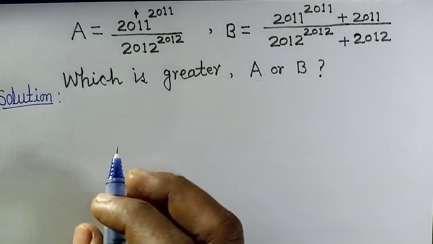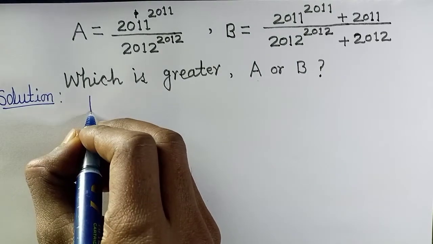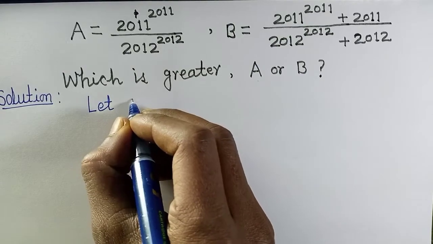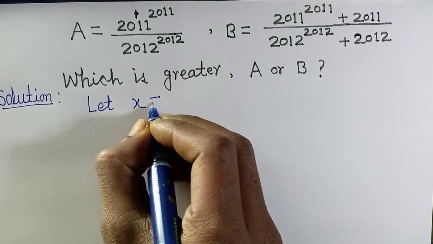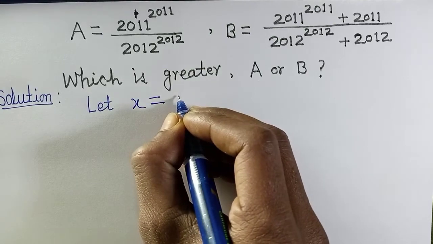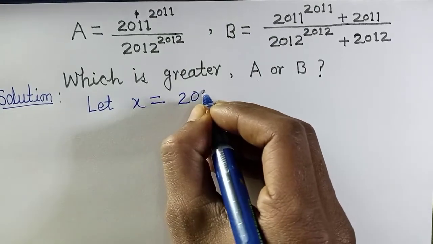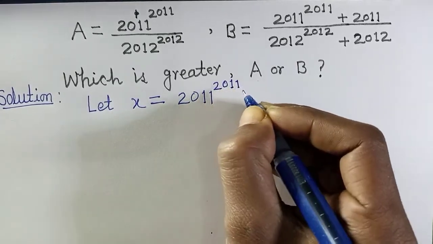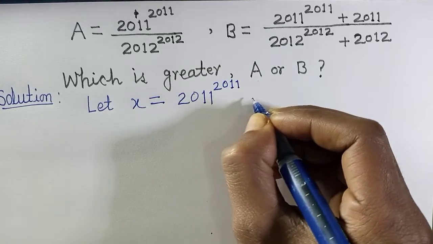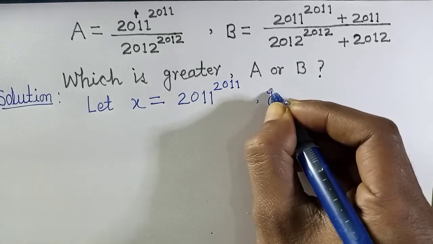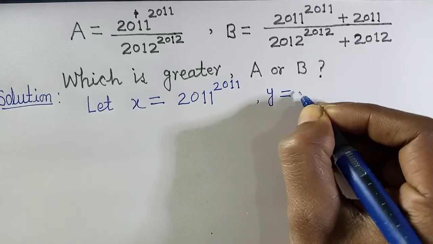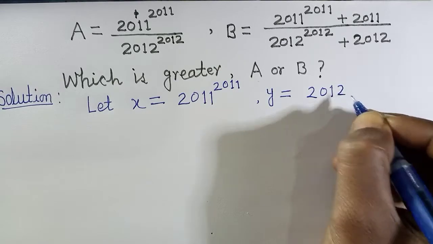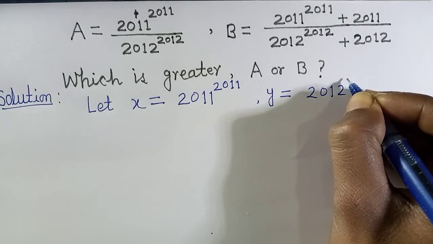So let x equal 2011 to the 2011 and y equal 2012 to the 2012.